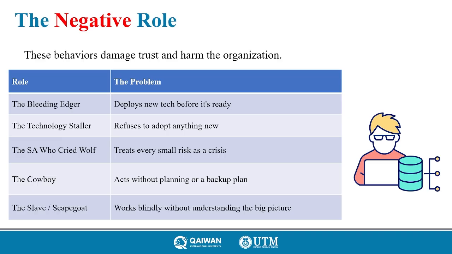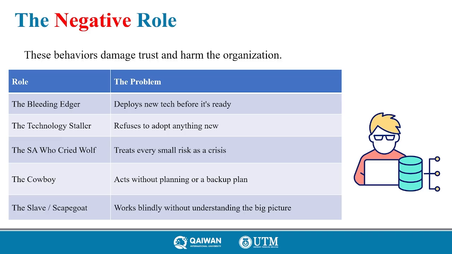Now, the technology staller: you would be the person who refuses to adopt anything new. However, refusing something new is not always bad, because we said in the first one, deploying new technology before it's ready makes you a bleeding edger. However, don't be the technology staller. If there's a new good technology and you know that it is working after checking it and seeing it is ready, you may adopt it.